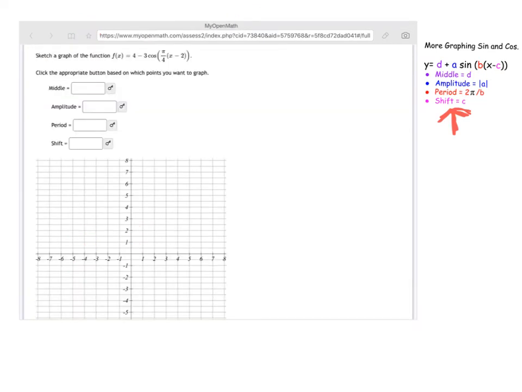Okay, now let's take a look at another one. This happens to be number 8, and this one happens to be a cosine one. So the first thing we want to do is find our middle, our amplitude, our period, and our shift. So let's go ahead and start with our middle.